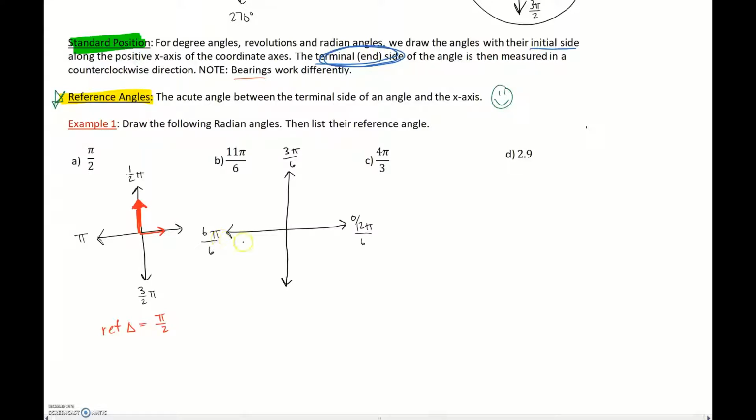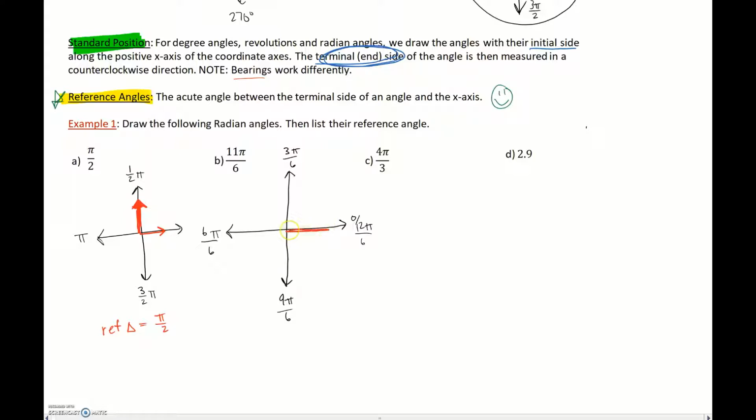And down here between 6 and 12, just add those two together, there you get 9/6. All right, so there you go. There are all the measures of the angles that I know, the quadrantal angles we call them, on the x-axis and y-axis. And I want to find out where 11/6 is. Well, guess what? It's just shy of 12/6.